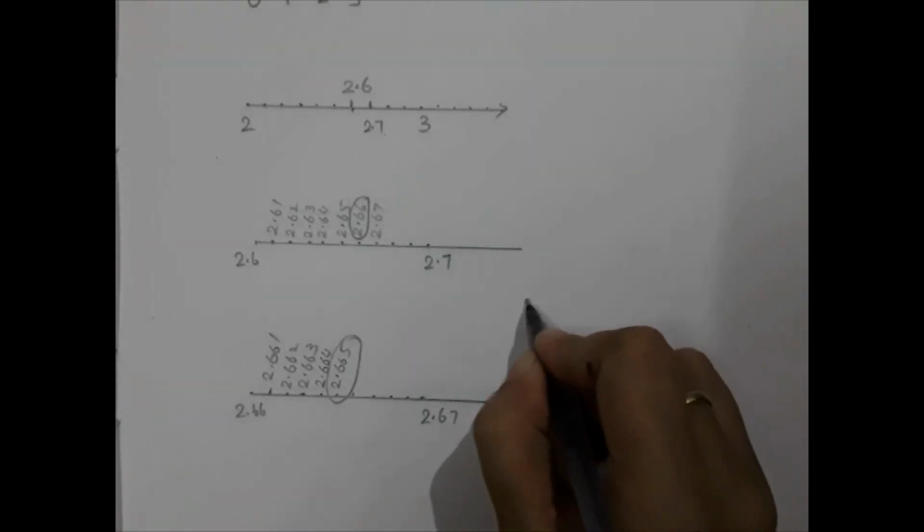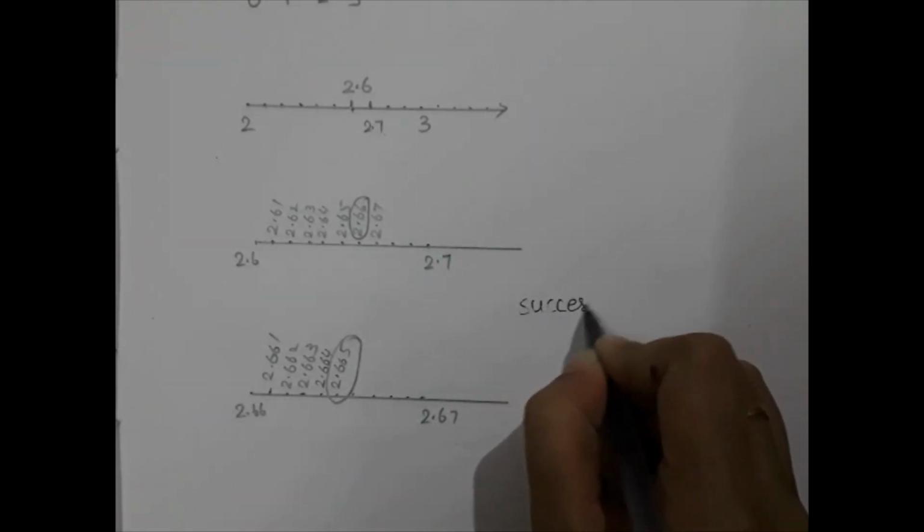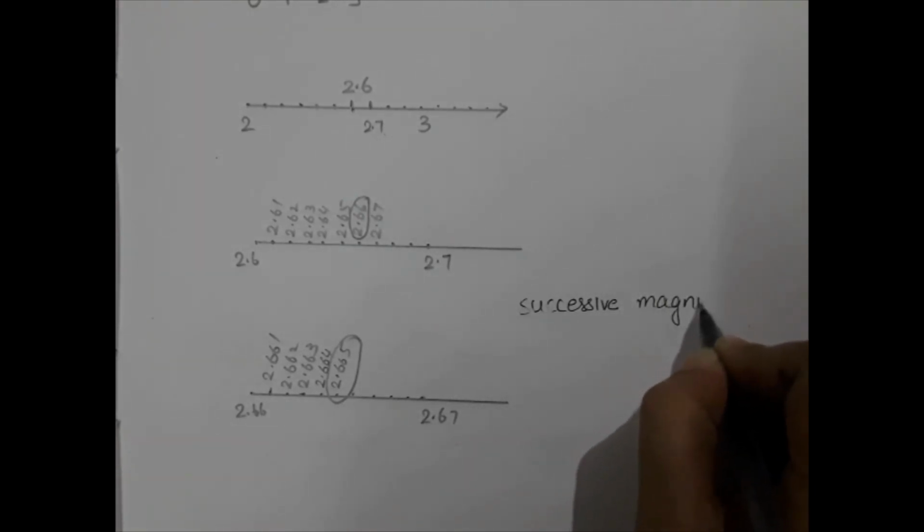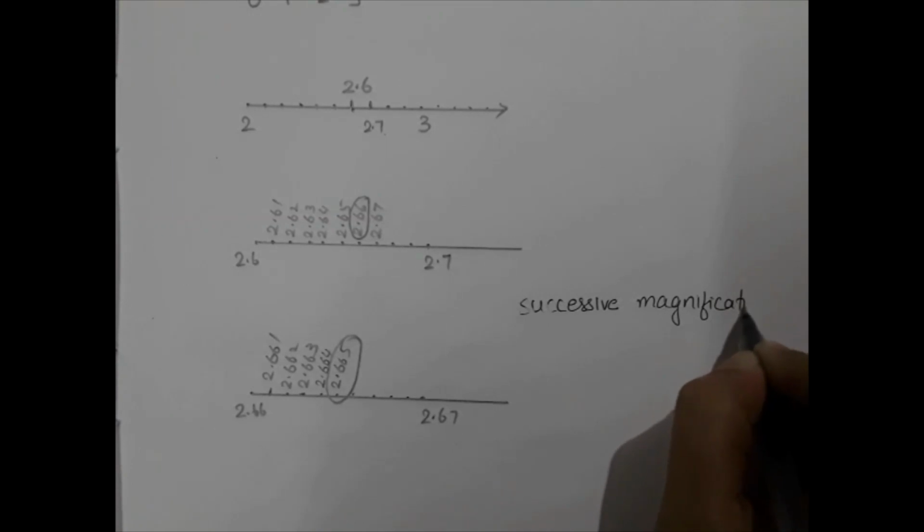That process is known as what? That process is known as successive magnification. Okay, that process is termed as successive magnification. That process you do not need to write, but I just mentioned that. Okay, successive magnification. Okay, one more question I will do. After that, we will finish this chapter.